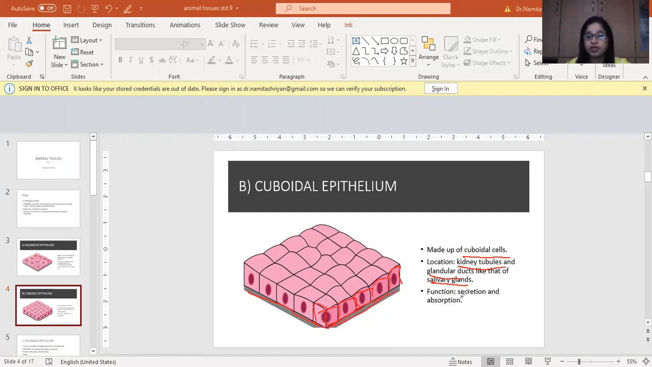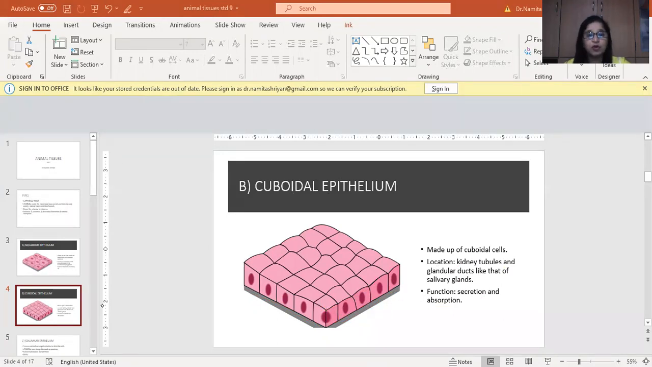So what is the function of the cuboidal epithelium? Secretion and absorption. So simple, when I talk of kidney tubules, that is a nephron, they are mainly concerned with the excretory part, right? But some amount of absorption of some essential nutrients and water does take place. So yes, absorption takes place here because of the cuboidal epithelium, and also salivary ducts and salivary glands, they are going to secrete. So secretion also is one function, as well as absorption is the function of your cuboidal epithelium. Yes, so a very, very important structure that you have to remember.